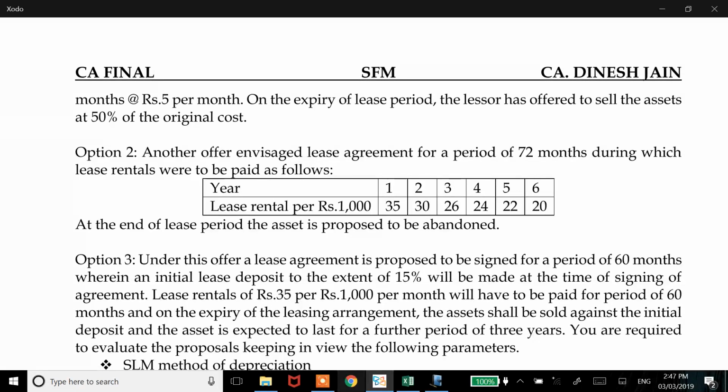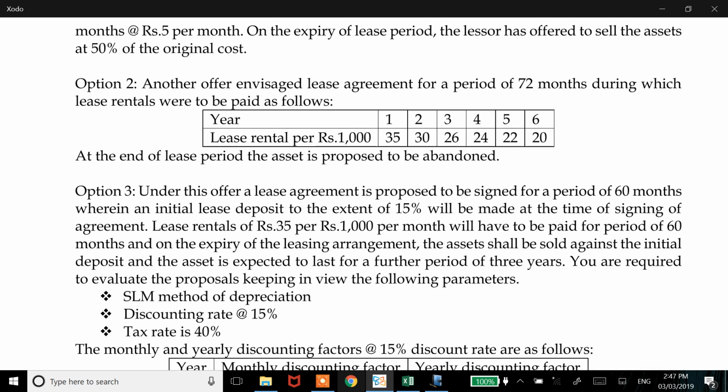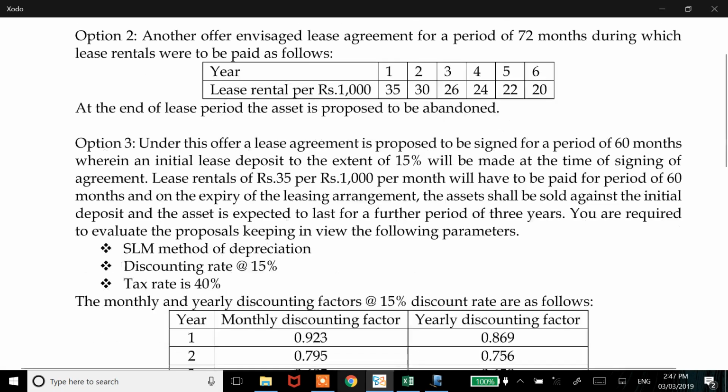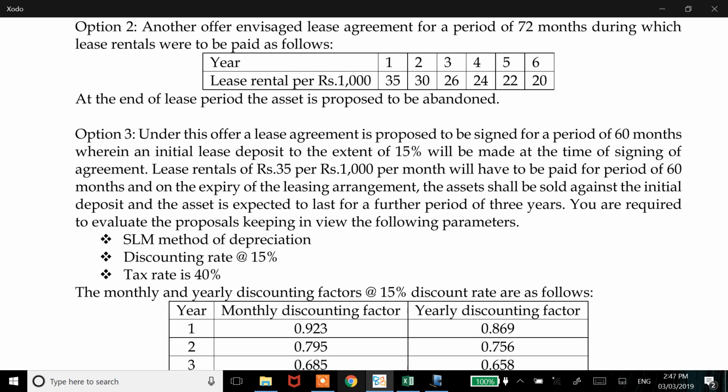Option 2, 72 months only. They have given differential rentals. Option 3 is the lease will be signed for a period of only 60 months. You will have to create an initial lease deposit. Lease rental of 35 per month will have to be paid, and on the expiry the asset will be sold against the initial deposit, and the asset is expected to last for a further period of 3 years. You are required to evaluate the proposal keeping in view the following parameters: SLM, discounting rate, tax rate.